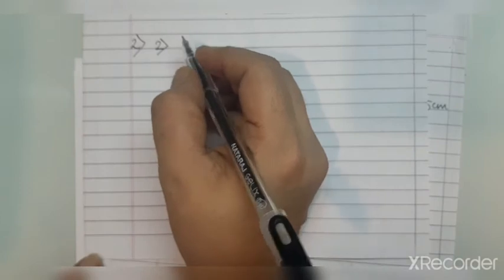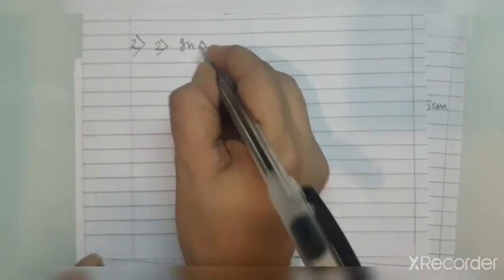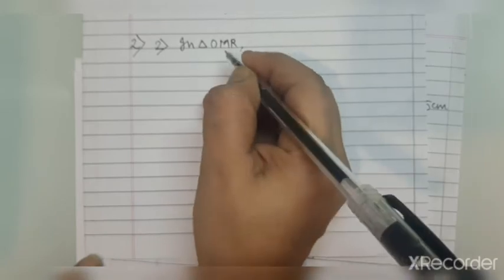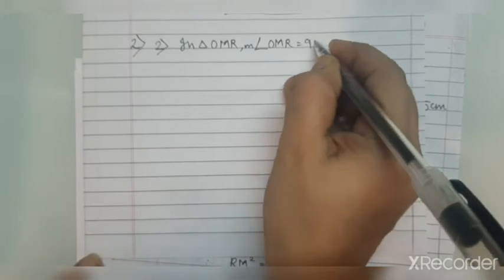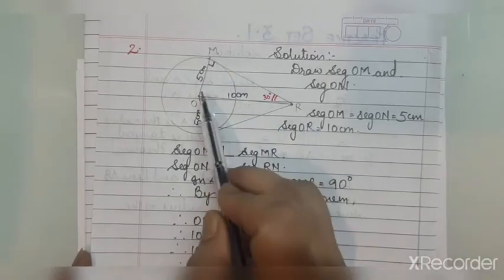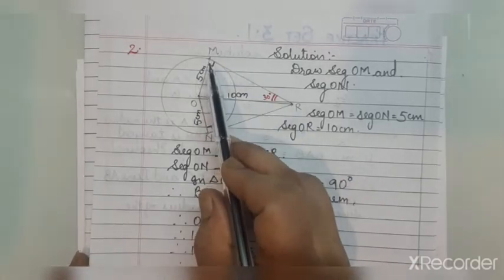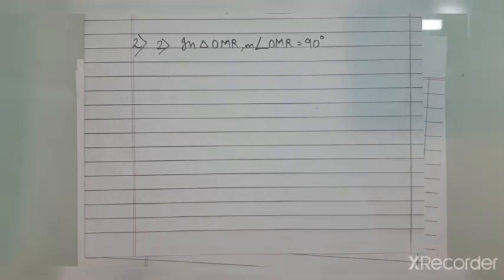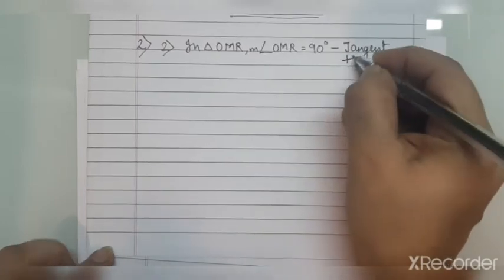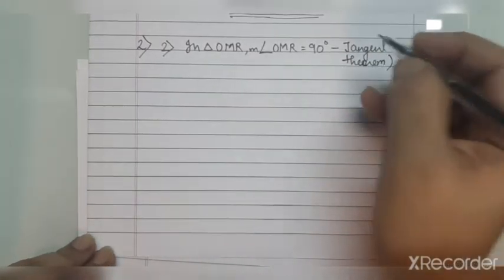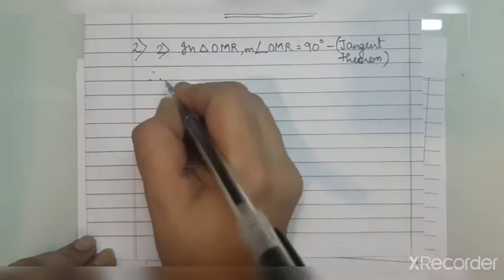So we are doing the second sum, the second part of it. Okay, so what we will do is, we will write in triangle OMR, measure angle OMR is equal to 90 degree. Okay, I can show you the sum here. In triangle OMR, measure angle OMR is 90 degree. Okay, now how do we know that it is 90 degree? By tangent theorem.